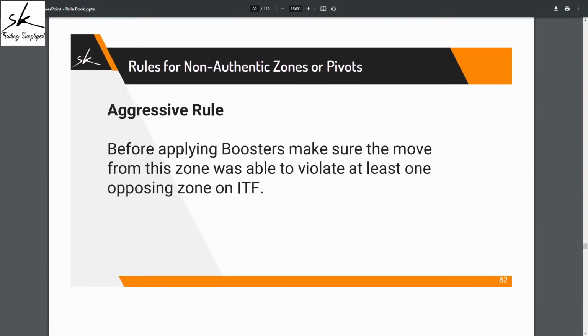So the rule says that if you're applying the aggressive approach, now I've given you two approaches. Aggressive is why? Because here we are looking at just one condition. And then I've also given a conservative approach where we are looking at two conditions to have a little extra probability. So the aggressive rule says that if you are looking at a pivot or a non-authentic zone, to qualify it, you need to ensure that the move from this zone was able to violate at least one opposing zone on the intermediate time frame.